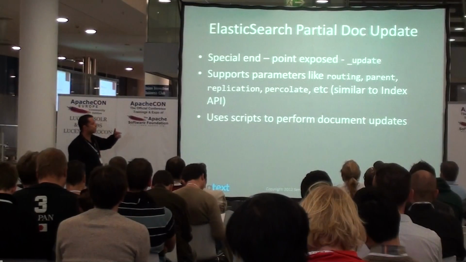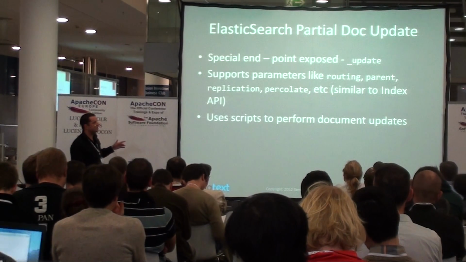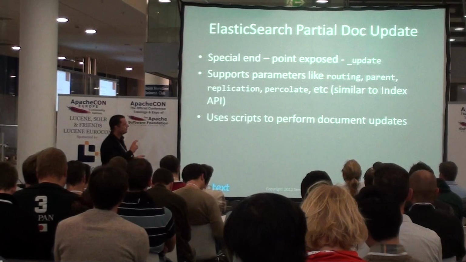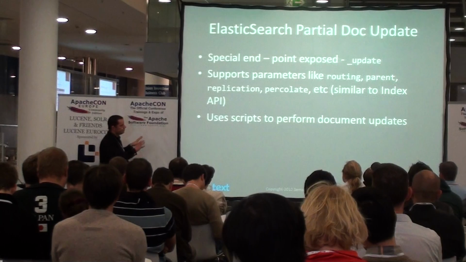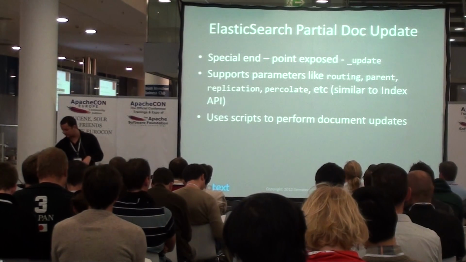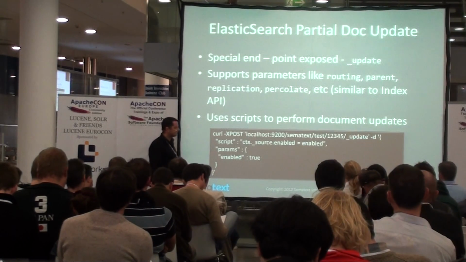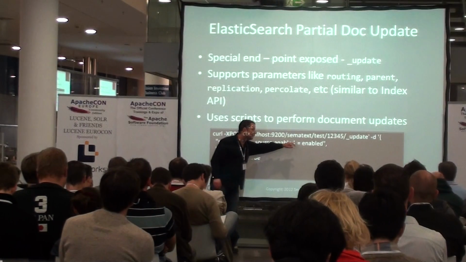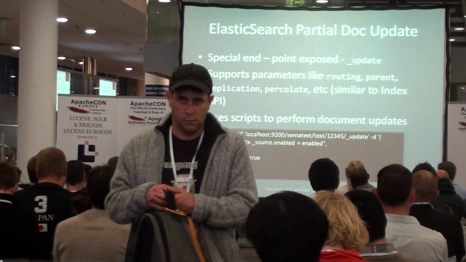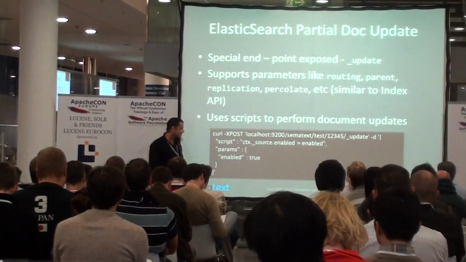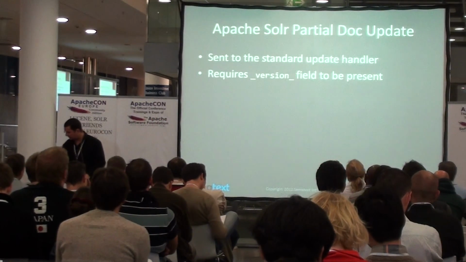In Elasticsearch, there is a special endpoint exposed. It supports parameters similar to the index API, so it supports routing, percolate, parent, and stuff like that. Elasticsearch uses scripts to perform updates, and here is a view of how such an update works. It's a simple script that sets the field enabled to a value, and the value is actually provided here. You can also set it in a script, but Elasticsearch allows you to have multiple params, so you can easily edit it.